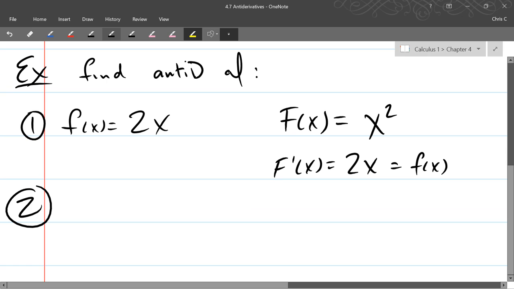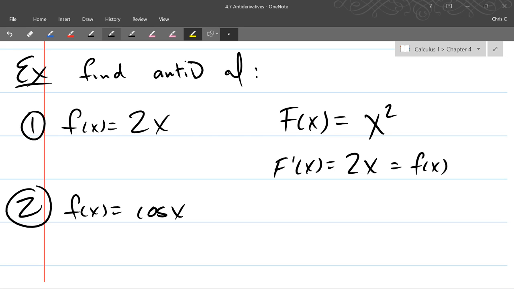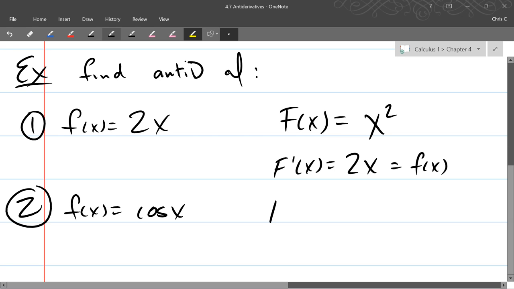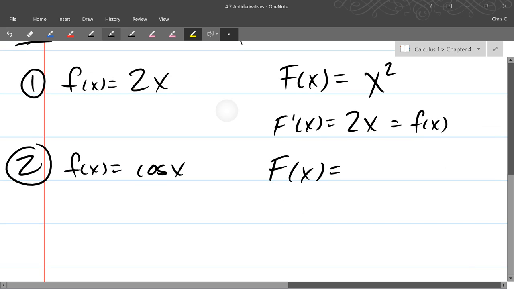All right, second one. Oops, I didn't leave space for it. F of x equals. So the best way, in my opinion, to do antiderivatives is guess and check. So guess what you think it will be, and check by taking a derivative. So guess by writing down your guess, and then take a derivative and see if your guess is right. So take a guess on your paper, and take a derivative and see if you're right.